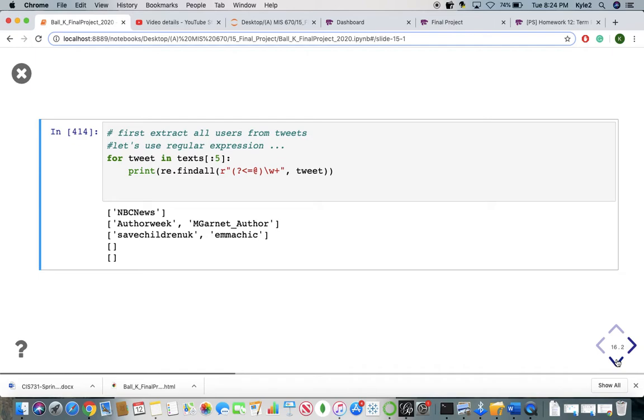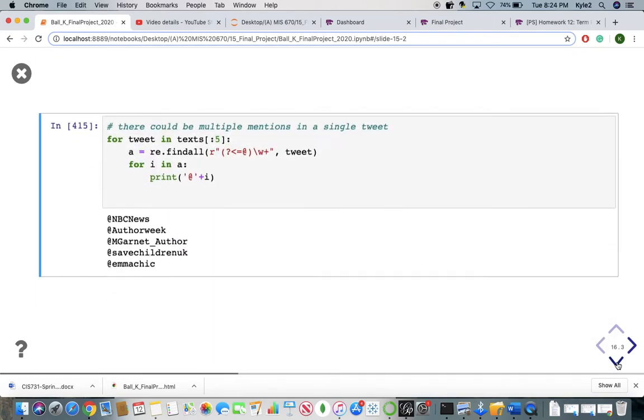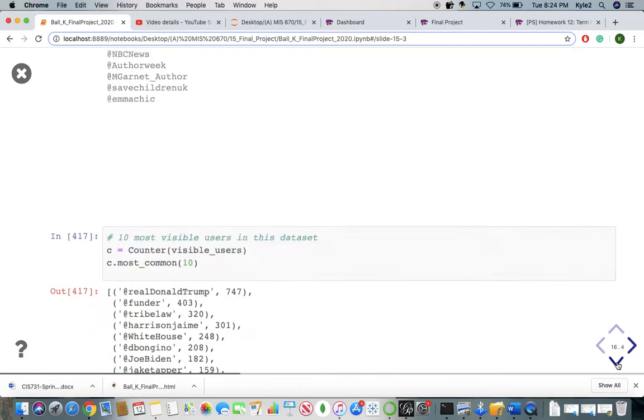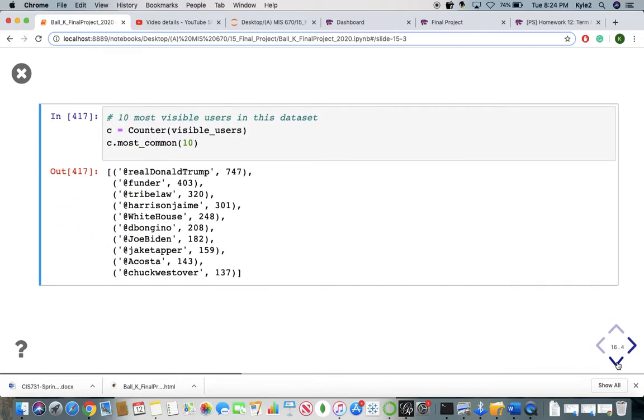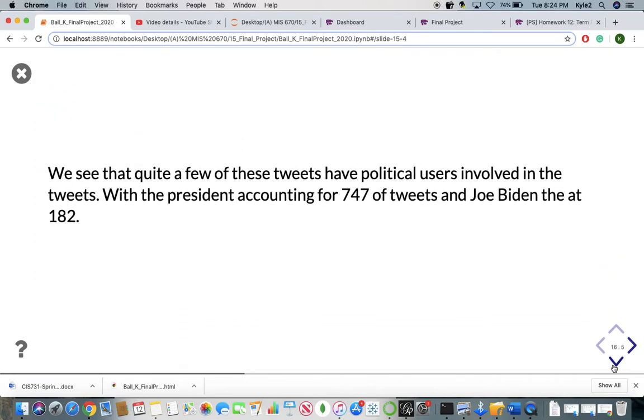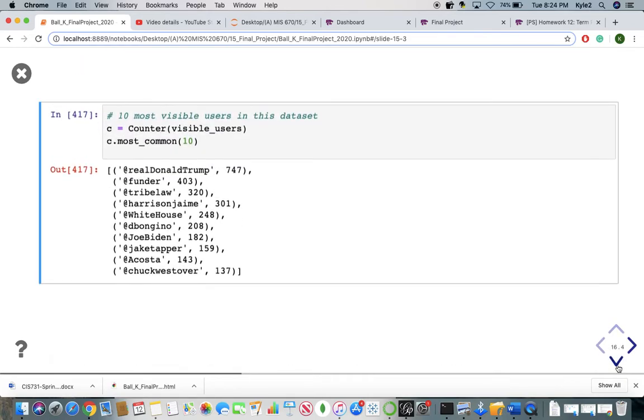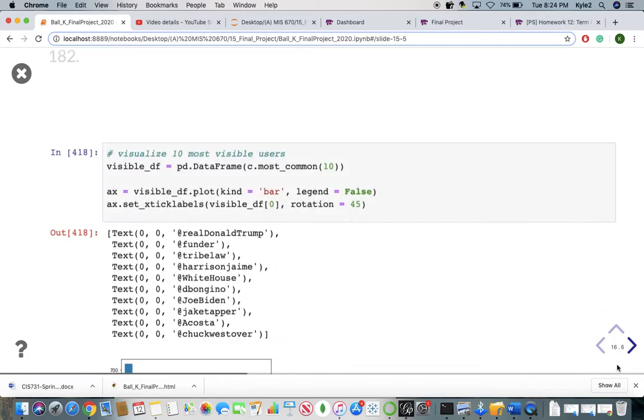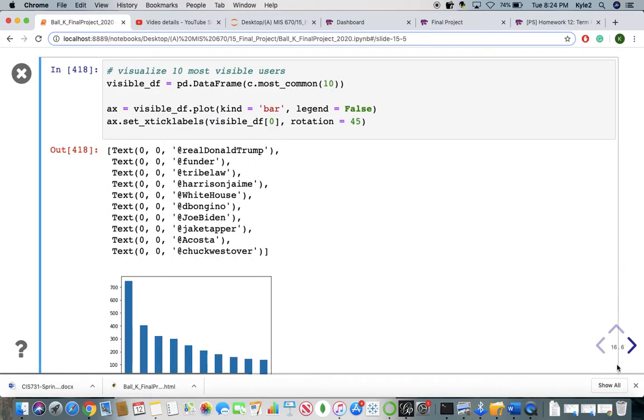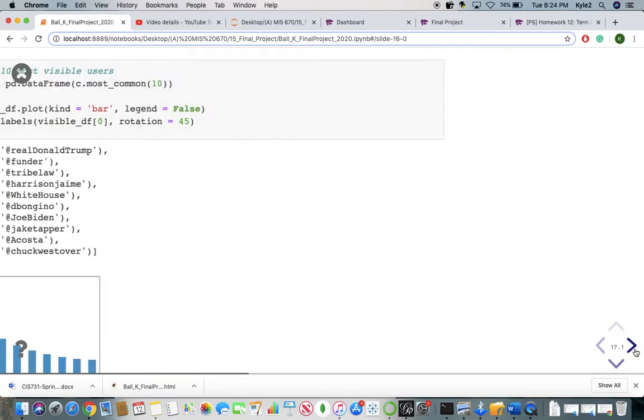Most visible users. These are the amount of people mentioned in a single tweet. So the most visible user, real Donald Trump, was the most. He's also POTUS, so it's kind of expected with a national crisis like this. But also Joe Biden, the political incumbent, is coming in with a large number, and the White House as well. So this is a very political issue, and some of the most powerful people, like the president, show up a lot in it. This is visually showing that data, but it got a little cut off.